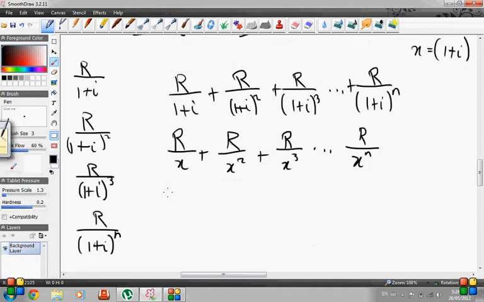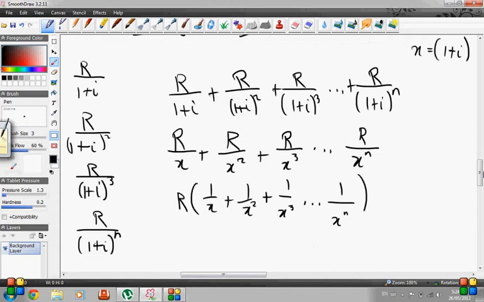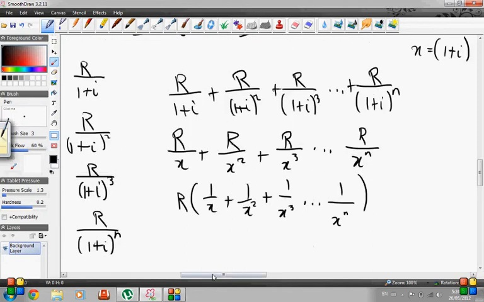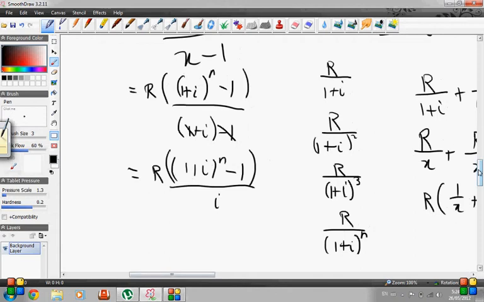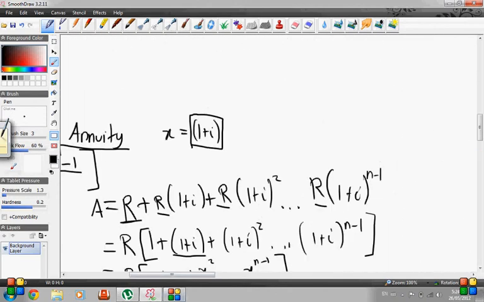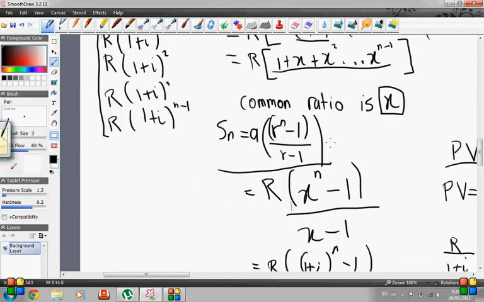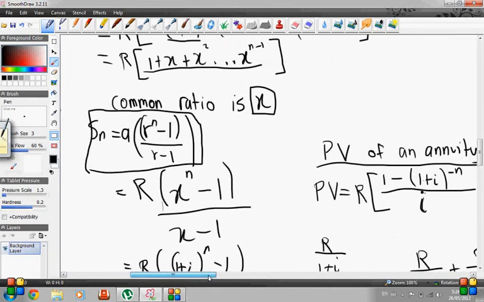Factor out R from here. If we factor out R, we get R brackets 1 over X plus 1 over X squared plus 1 over X cubed, all the way up to 1 over X to the N, and that simplifies it quite a bit for us. If we look at this formula really carefully, we can notice that it's again a geometric series, as we learned before. The formula for a geometric series is Sn equals a, the first term, multiplied by R to the N minus 1 divided by R minus 1.